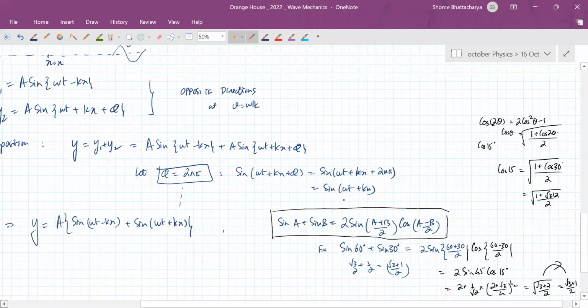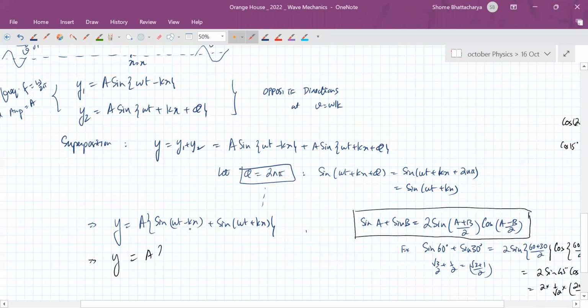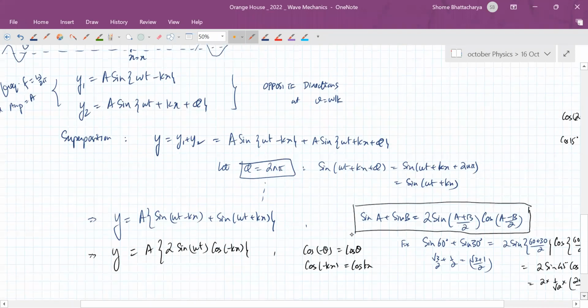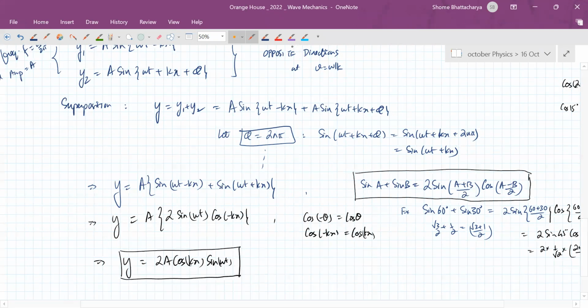So we will apply this formula here. So this will become y is equal to, sine A plus sine B will become 2 sine (A plus B) by 2. It will become sine omega t times cos of (A minus B) by 2. It should become cos of minus kx. Now we know that cos of minus theta is cos theta only. So this term can be written as cos kx only. Okay. So finally, you can write this like this. Now we can see this is not a traveling wave anymore, because the argument of the function is not omega t plus or minus kx.